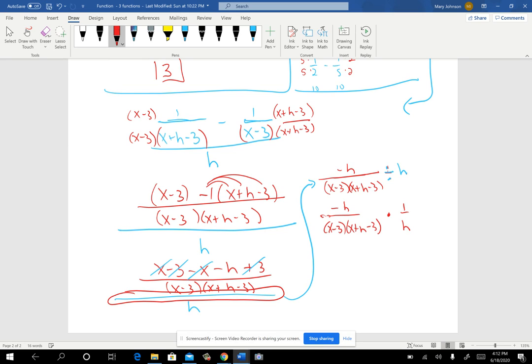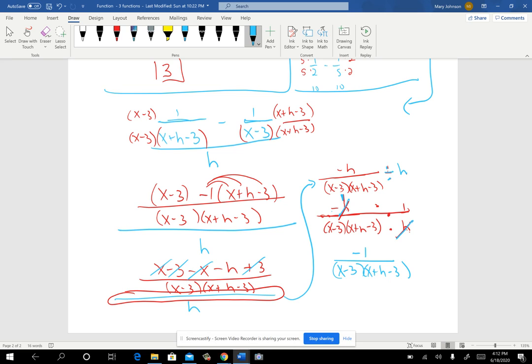Multiplication is just multiplying straight across. So that negative h on top and that h on the bottom, you can cancel that out. Let me do it in blue. When you cancel this out, you just have a negative 1 times 1. That's negative 1 on top, and then x minus 3 times x plus h minus 3 on the bottom, right? And that's as simple as that gets.